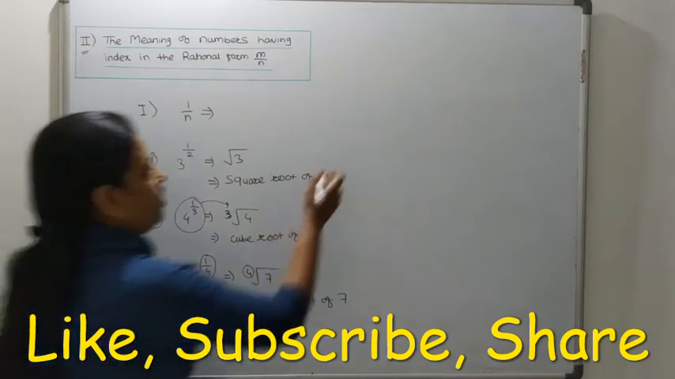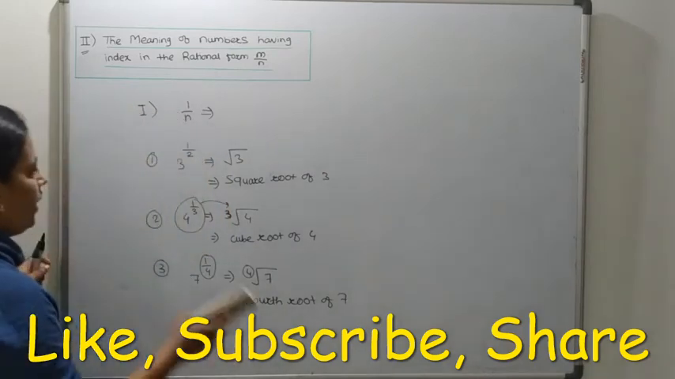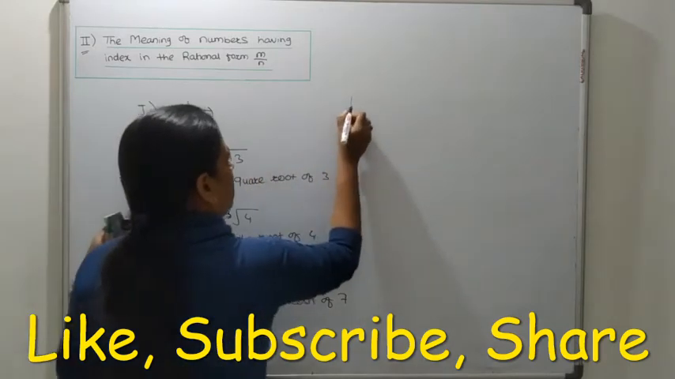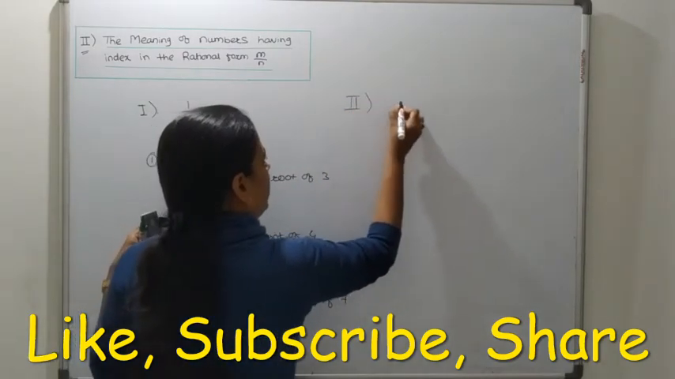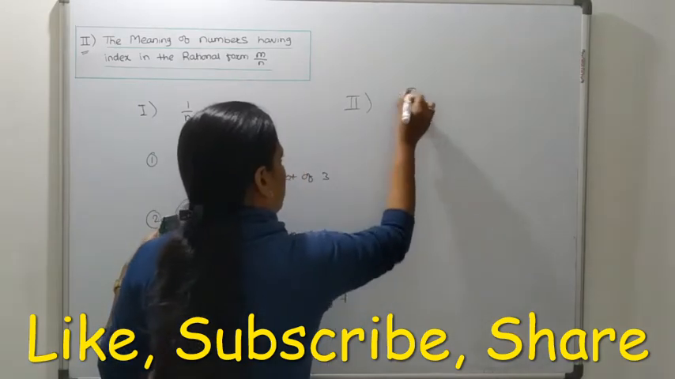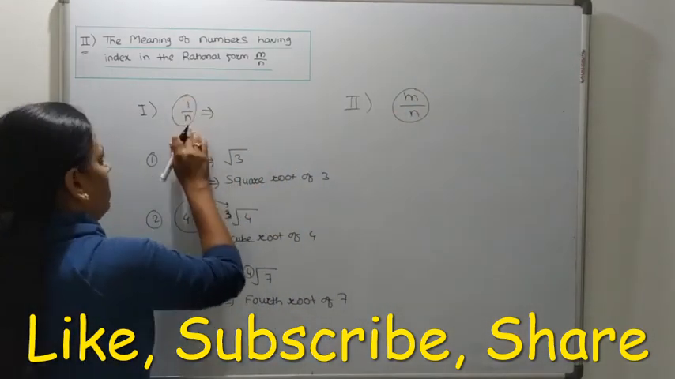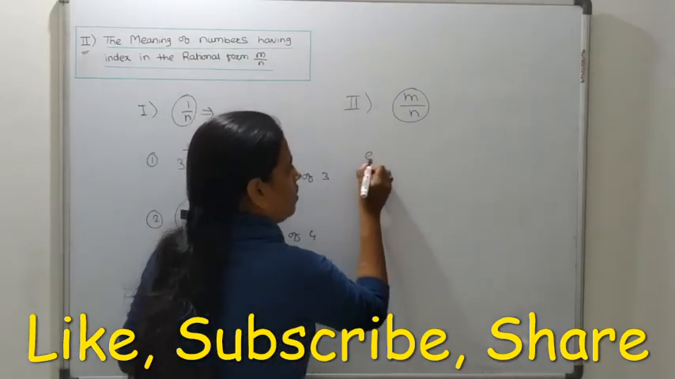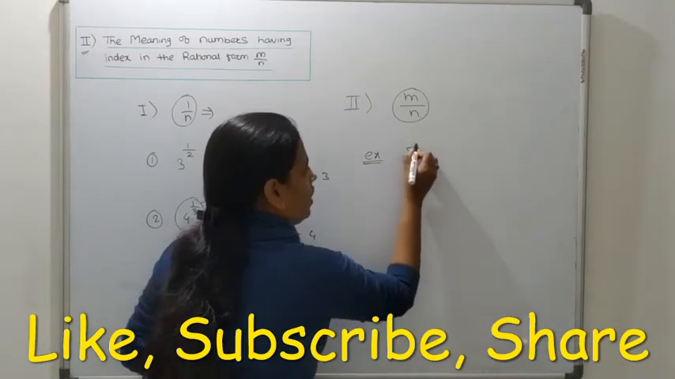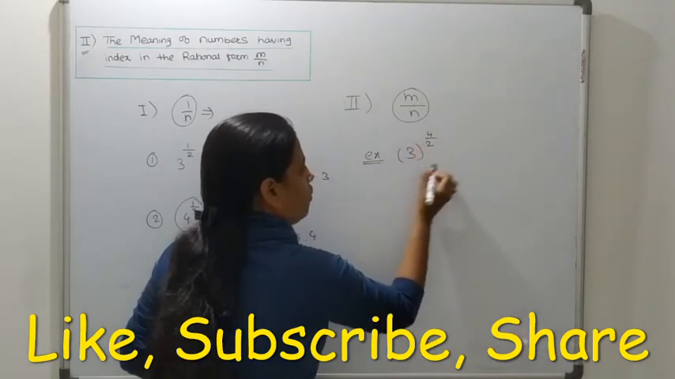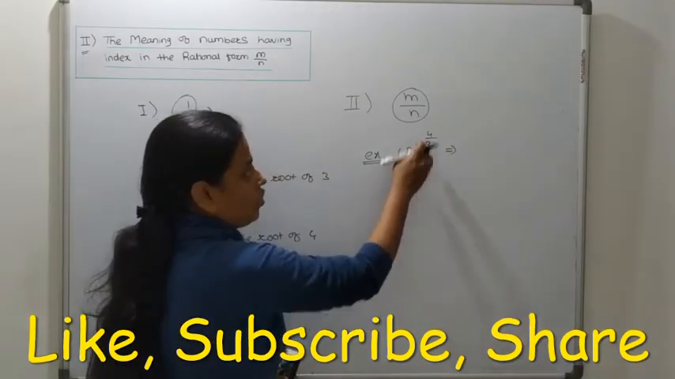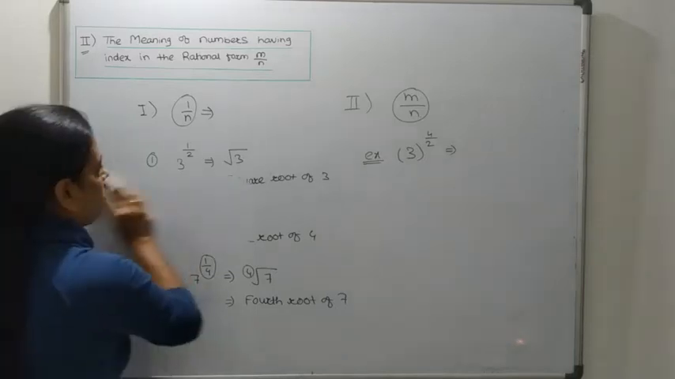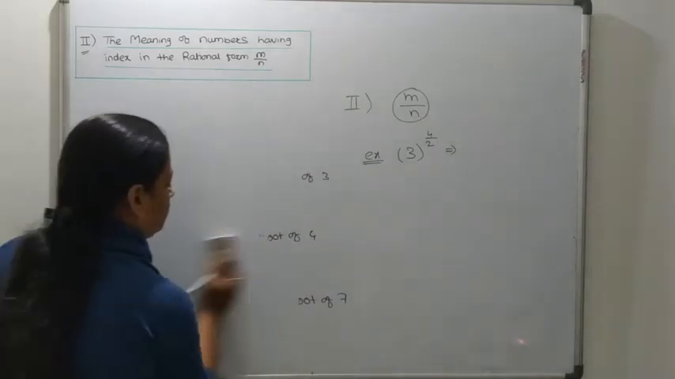Now in this video we will discuss if the power is m upon n. That is the second part: the index is in the form of m upon n instead of 1 upon n. For example, 3 raised to 4 upon 2. How to write this? We will discuss this in this video. So let us start.